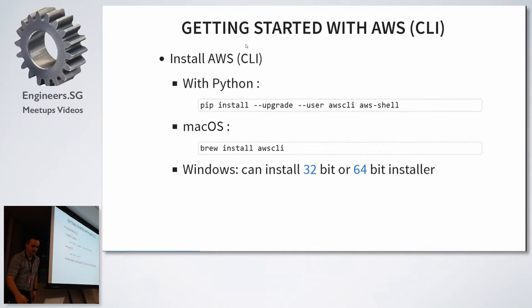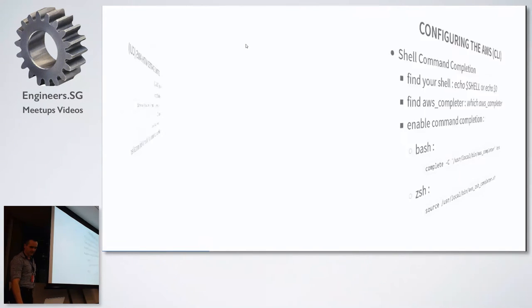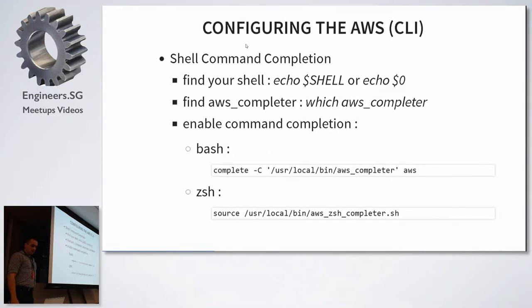This is usually how you do the installation: pip install --upgrade. It's advisable to use --user, so as not to mix with all the Python stuff. This will be advisable on macOS. You can use brew. On Windows, you can install the 32 or 64-bit version as well. It's already packaged. A nice feature, if you use a shell, is completion. Everybody who's using Bash, completion is a nice tool. For people who are familiar with Z shell, even more so.